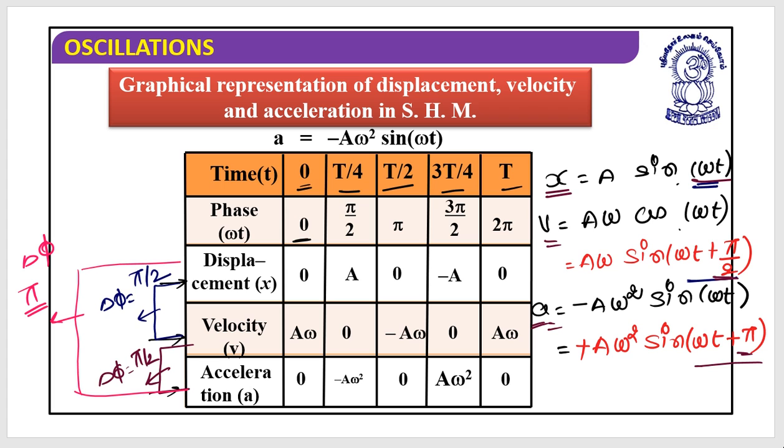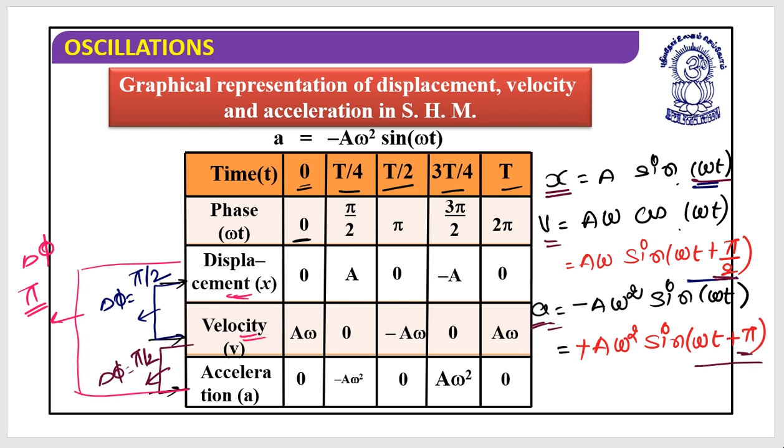So please do remember this. Displacement and velocity have a phase difference of pi by 2, 90 degrees. Velocity and acceleration again have a phase difference of pi by 2. And displacement and acceleration have a phase difference of pi. Please keep this noted, it will help us. Do you understand everything up till now? Do you have any doubts?